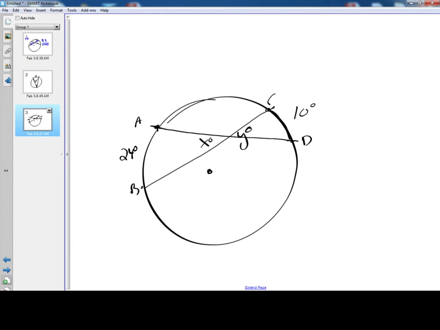So here's the rule. You guys ready? It's a really simple rule, actually. It's the sum of both arcs. So 24 plus 10 divided by 2. Hopefully I did that right. Did I do that right? Yeah. Just 17 degrees.